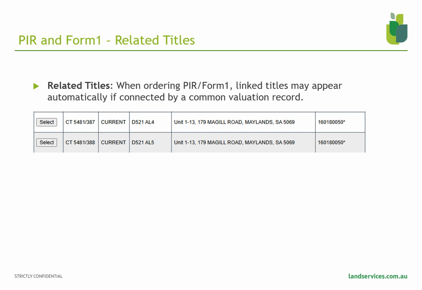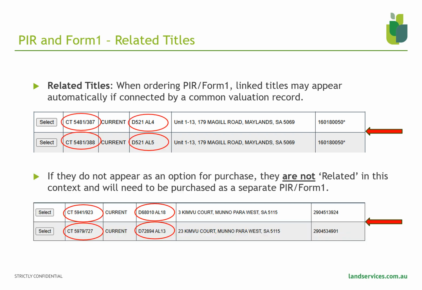Related titles will appear as options if the certificates of title share a common valuation record. This is usually followed with consecutive folio numbers and consecutive allotment numbers. If there are no common factors, the titles are not considered related.